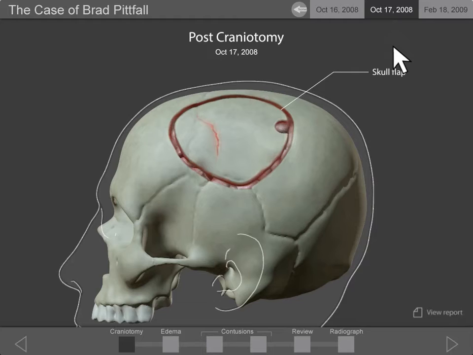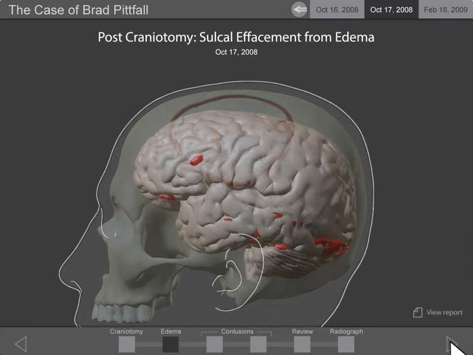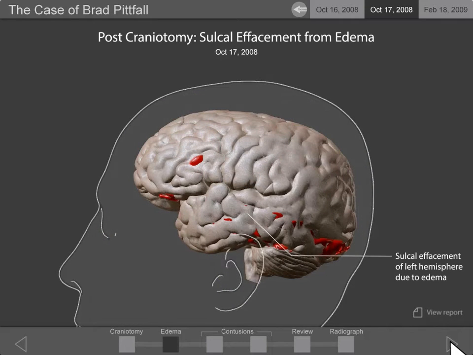The day after Mr. Pitfall's collision and emergency craniotomy procedure, we see evidence of a left-sided craniotomy, a flap that was created in Pitfall's skull in order to drain the hematoma. A small area of surrounding edema has softened the brain tissue of the temporal lobe, resulting in sulcal effacement. The well-defined grooves of the brain tissue have softened and become spongy.